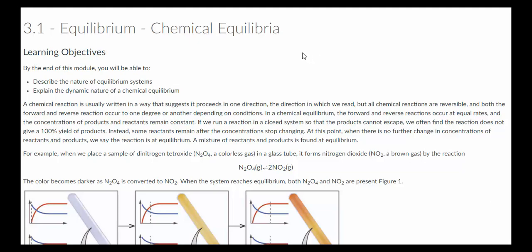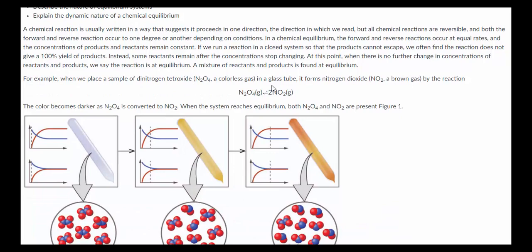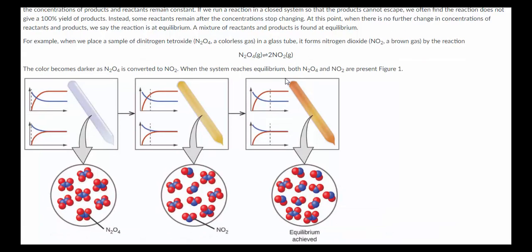Now we're going to introduce the idea of an equilibrium. An equilibrium occurs when you have a forward reaction and a reverse reaction, and those reactions are occurring at the same rate, or at a stabilized rate. It's usually written in a way that shows there is both a forward and reverse reaction. You can see this, it's usually a double-headed arrow or a two-sided arrow, like this.